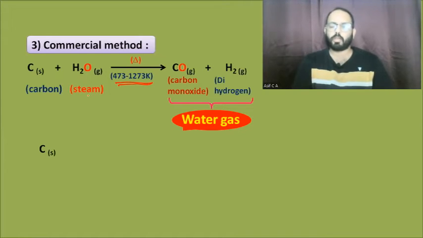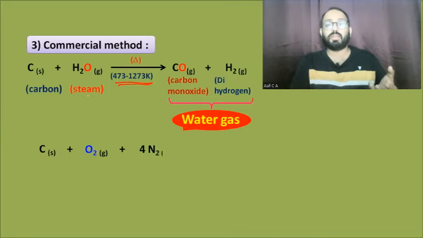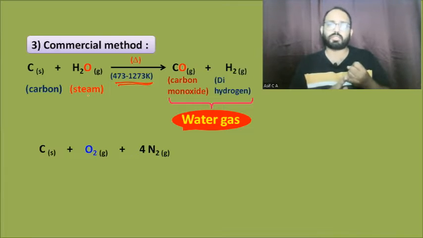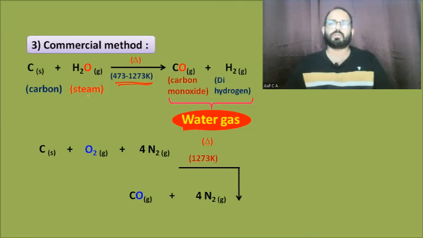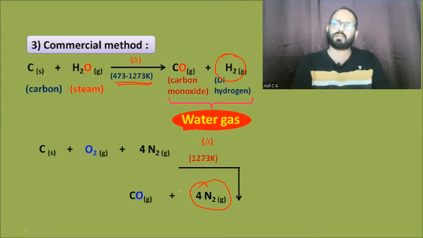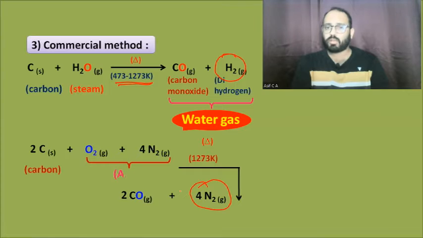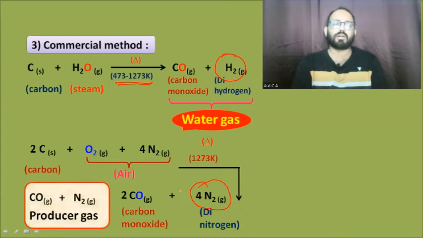You will be getting carbon monoxide and hydrogen. இப்போ நான் என்ன பண்ண போறேன், same coke கார்பனை ஸ்டீமுக்கு பதிலா ஏர் கூட ரியாக்ட் பண்ண வைக்கிறேன். I'm going to heat this with air. Air contains nitrogen as well as oxygen. So air கூட ரியாக்ட் பண்ணும்போது at 1273 Kelvin, instead of hydrogen, here I am going to get carbon monoxide and nitrogen. So just remember, carbon is reacting with air. You are going to get carbon monoxide and dinitrogen. And this carbon monoxide and dinitrogen, we are calling it producer gas.